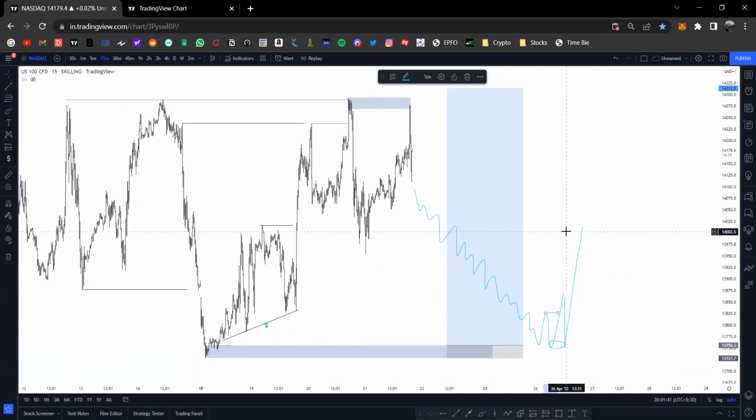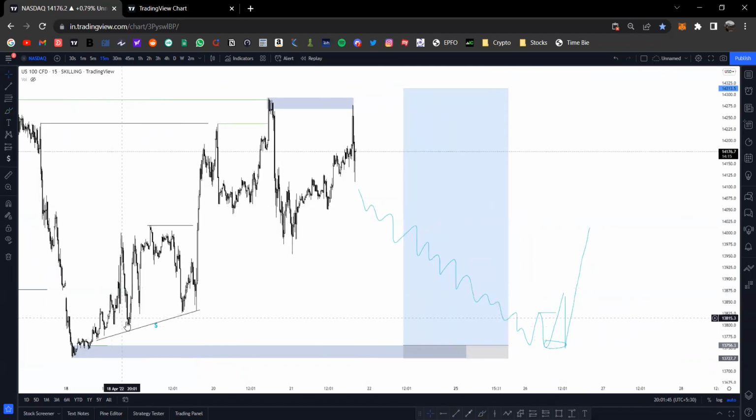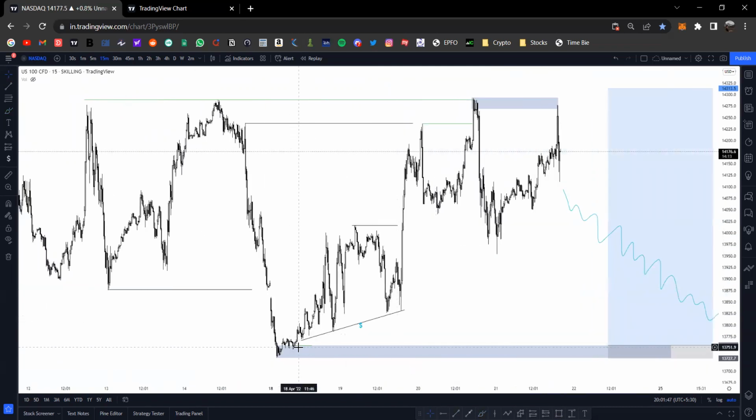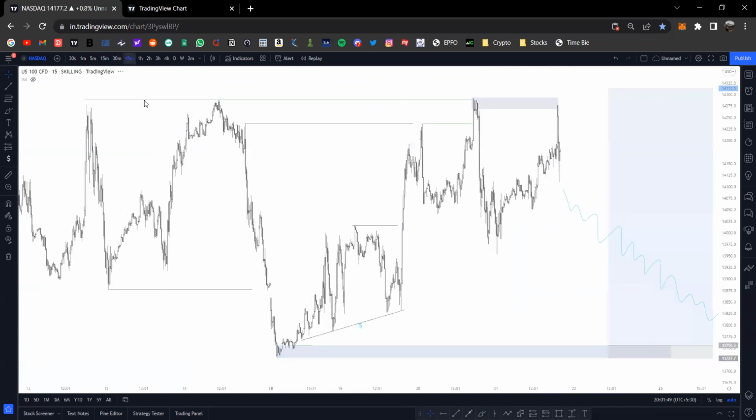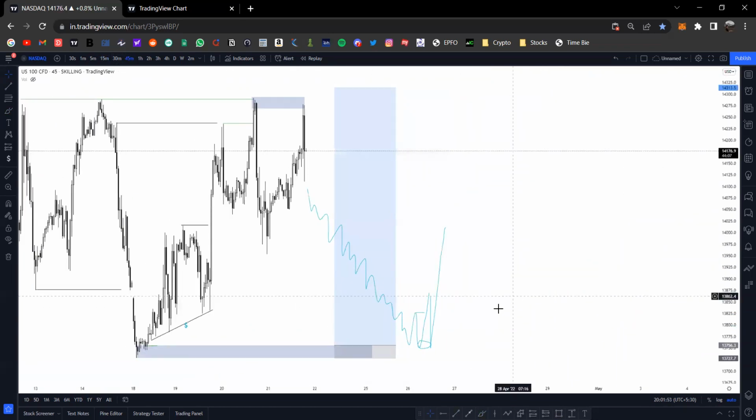The same thing. Easy method I use. This will be a nice sponsorship candle. This whole zone I selected. So that's how I choose my point of interest and entry method.